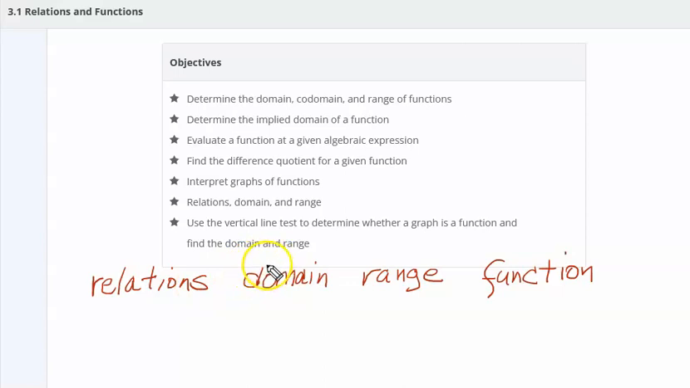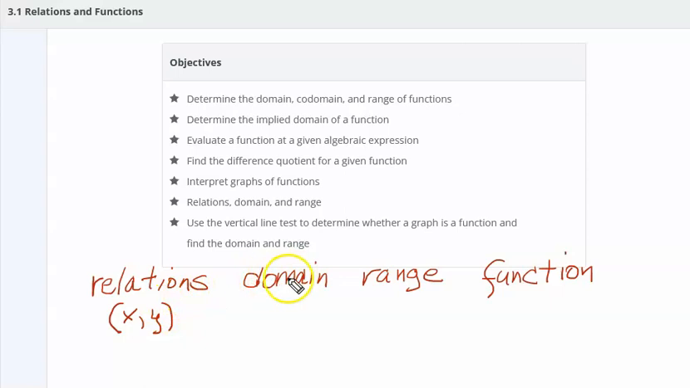Well, somehow something is connected to something. For instance, members of a family are relations. But in math, we're thinking of things that are somehow connected. And one of the best examples of this is the ordered pair. We know they are definitely connected from our previous chapter.